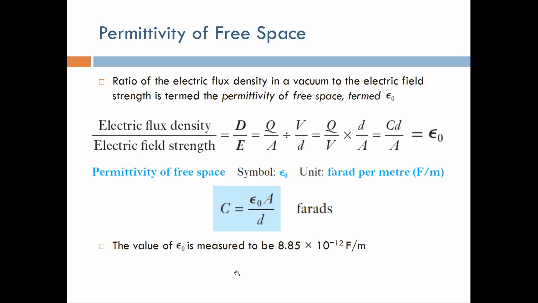Epsilon naught is one of the universal constants. It's equal to 8.85 times 10 to the minus 12 farad per meter. This is the SI unit for it. This is one of the universal constants that you should have. It's well known, and you can assume that you will have it any time you need it.